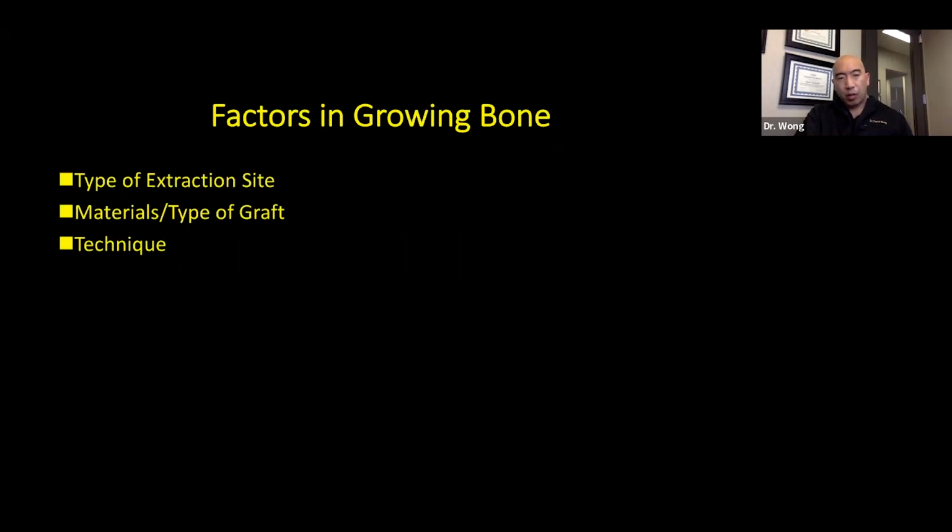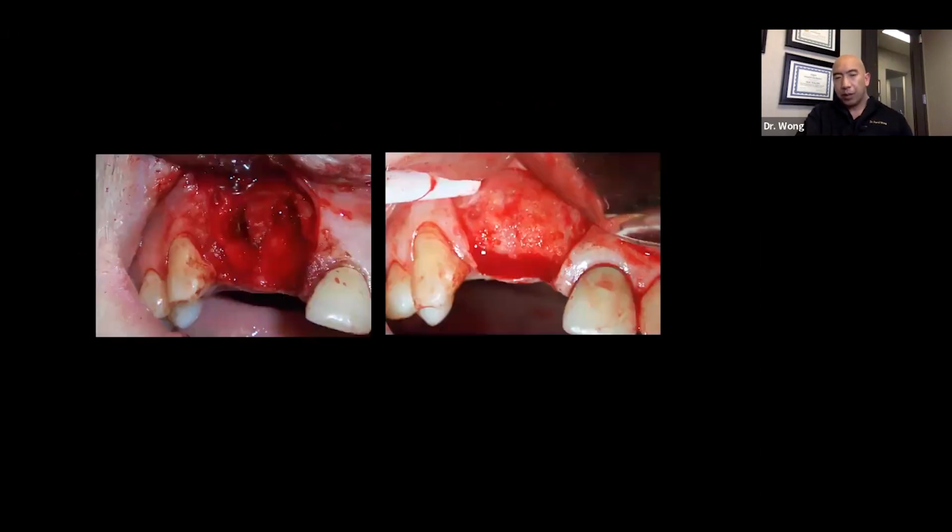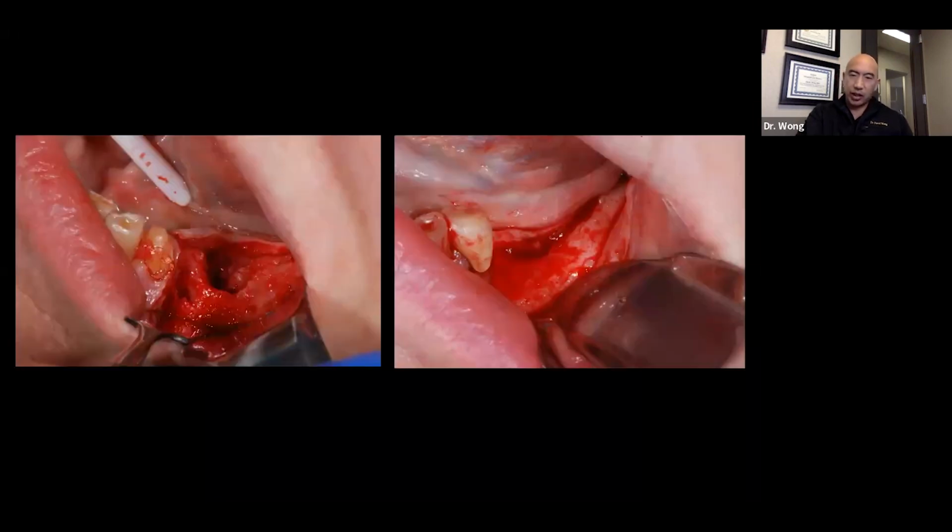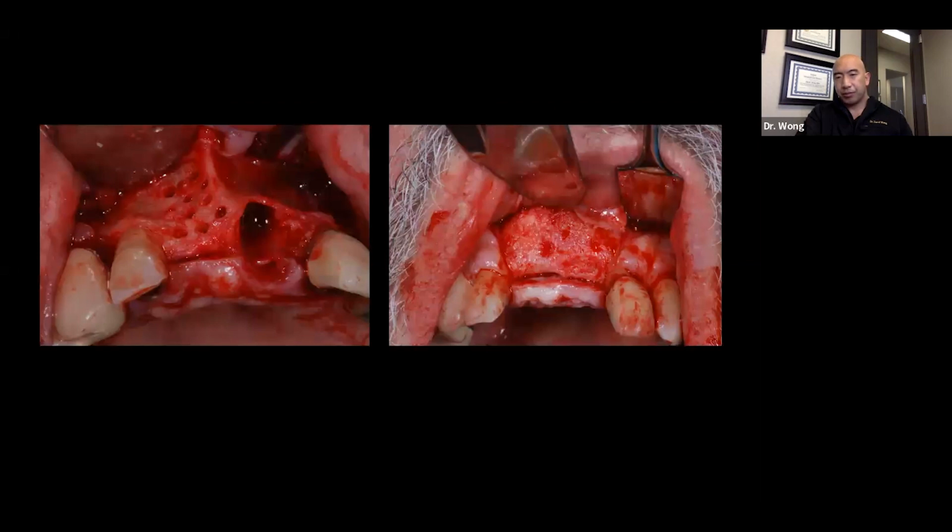We're going to talk about techniques. We're going to go over a technique and a half or 2 today, and then I'm going to save the rest for part 2. But the goal here is just to show you what can be done with some of these extraction sites from start to finish. Like you can see here, we can totally and predictably grow the bone virtually every single time.